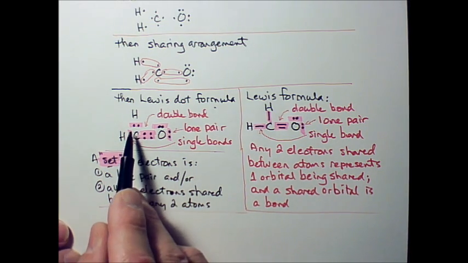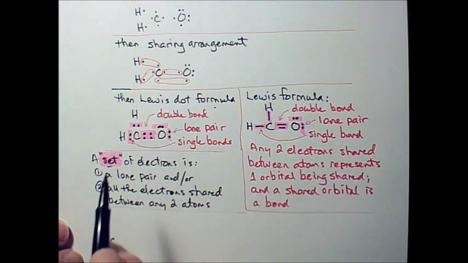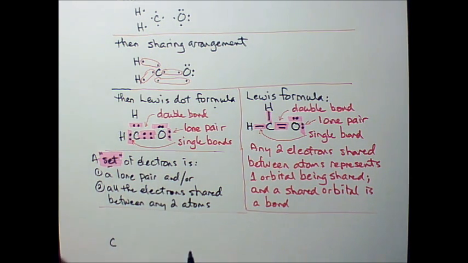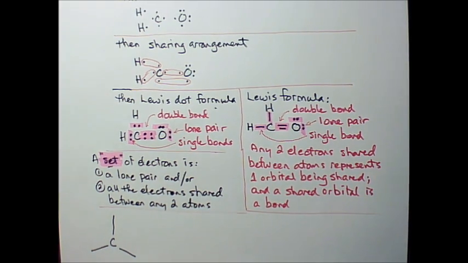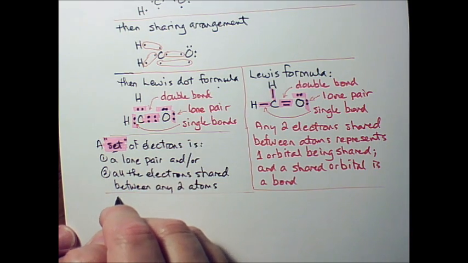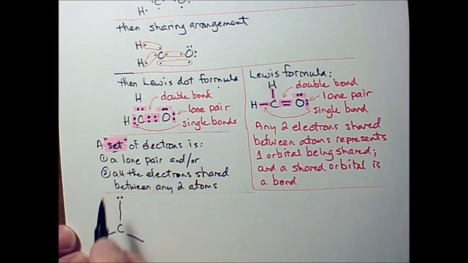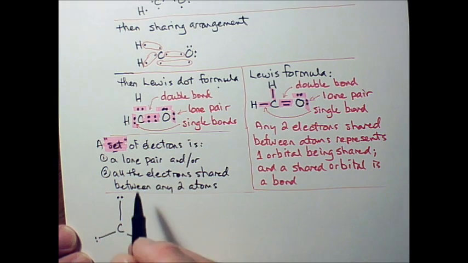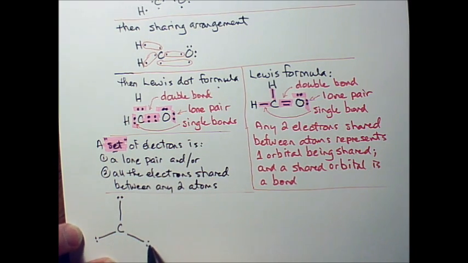So around carbon, I want to arrange 1, 2, 3 sets as far apart as I can get them in three-dimensional space. Well, that means they have to be 120 degrees apart. Now, one of the sets has 2 electrons. Another of the sets has 2 electrons. The third set has 4 electrons.